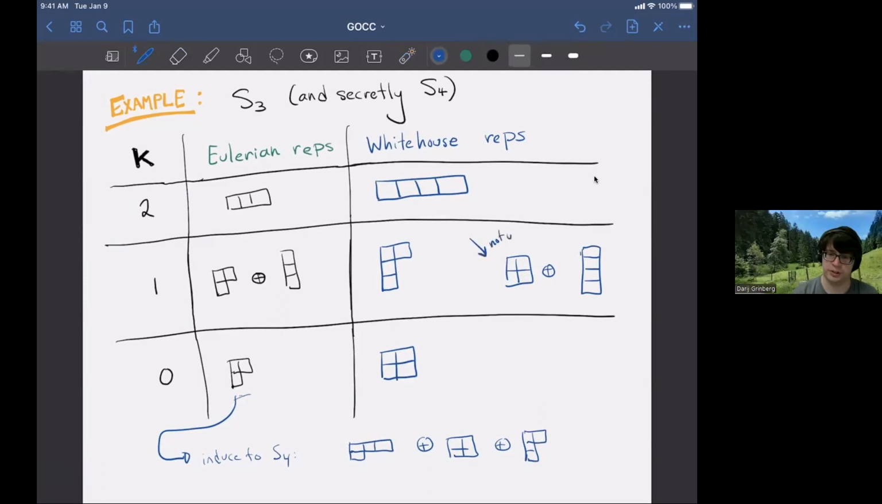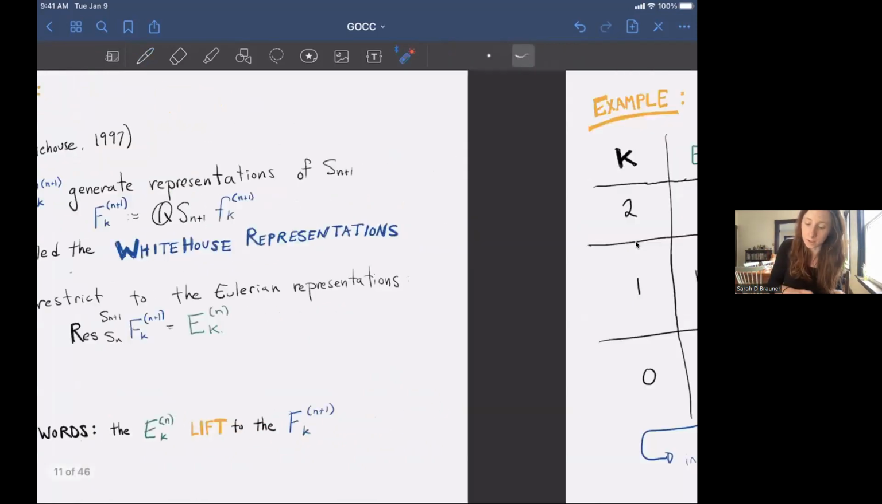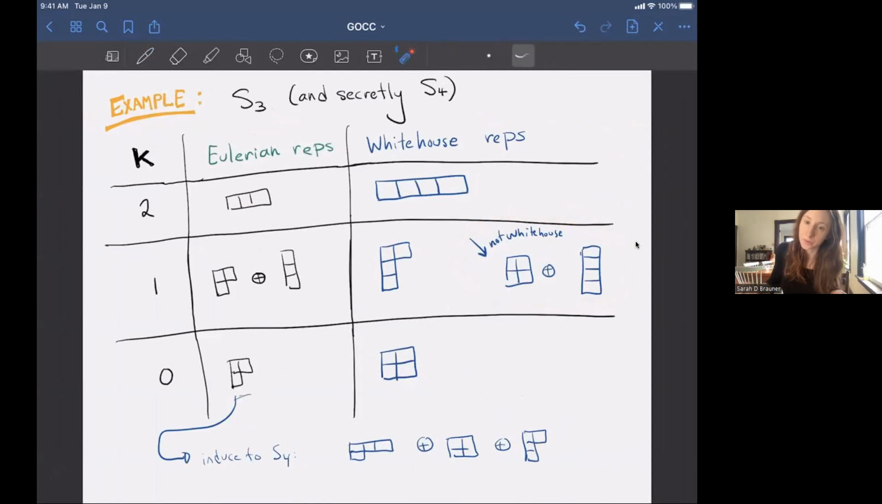No, this is not a solution. If you restrict it, you get the hook twice. Oh wait, you said 4. Sorry. Yes, this works, but it's not the Whitehouse representation, because remember, these Whitehouse representations are being defined via idempotents as well. That's a nice example, I should incorporate that. So this is definitely not the Whitehouse representation, but we see that it does lift.